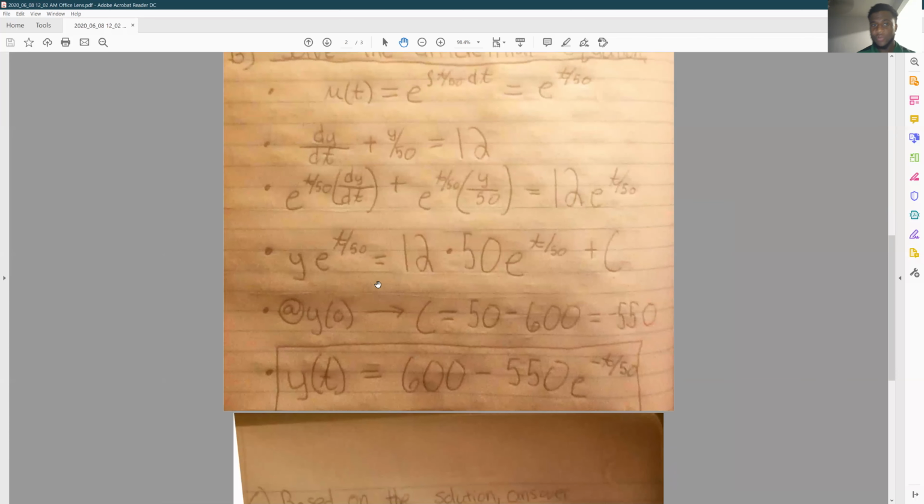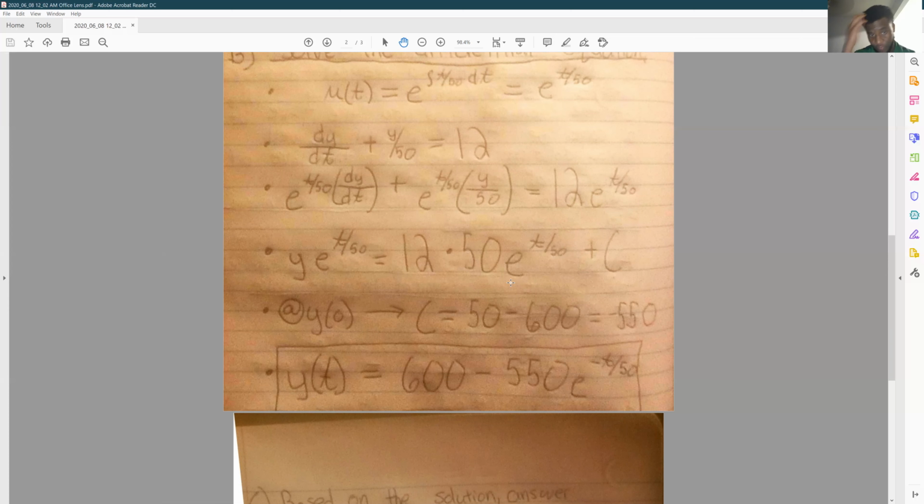So moving down, the next step in the formula is to integrate both sides. So on the left, if you integrate the derivative, you just get Y times e to the T over 50. On the right side, we end up with the 12 that was on the right, times 50 e to the T over 50, and then we had to account for the constant C since we integrated the right side.